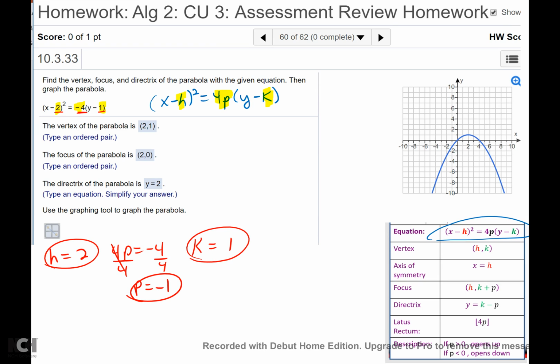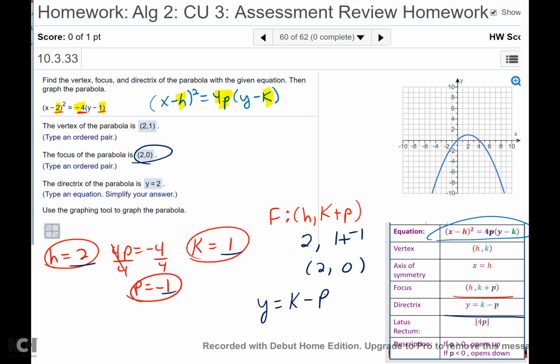If you know these three things, you can answer all of the questions. So my focus is at h comma k plus p. If I put in my h is 2, my k is 1, my p is negative 1, I get 2 comma 0 for my focus. The directrix says y equals k minus p. So I plug in my k minus my p, double negative turns positive, and I get y equals 2 as my equation for my directrix.